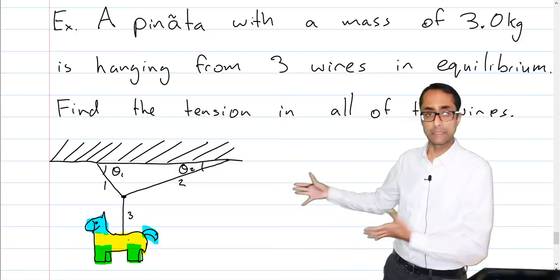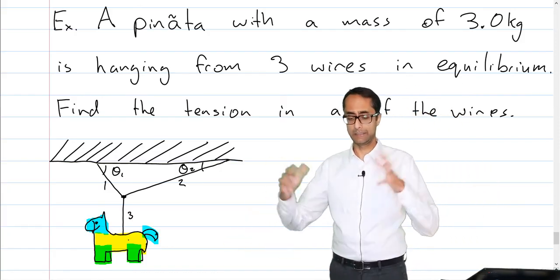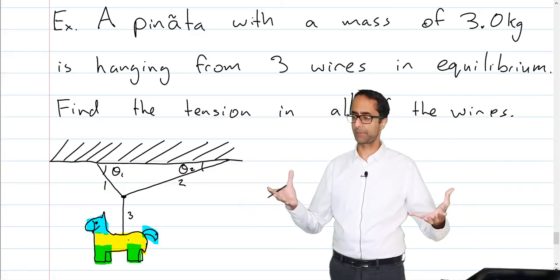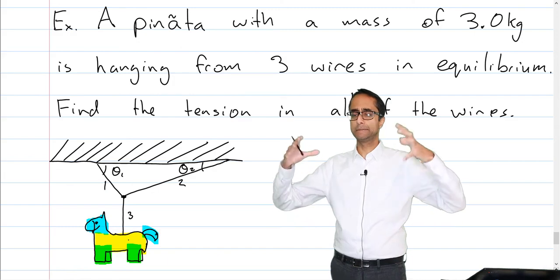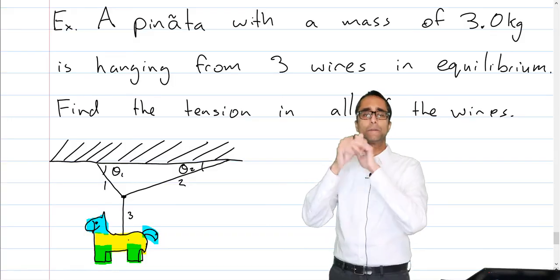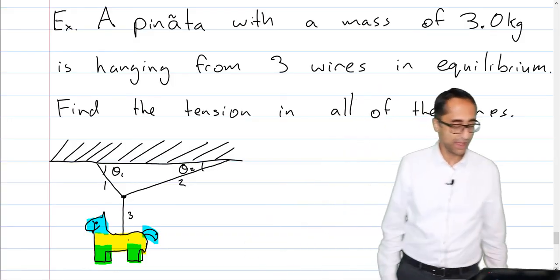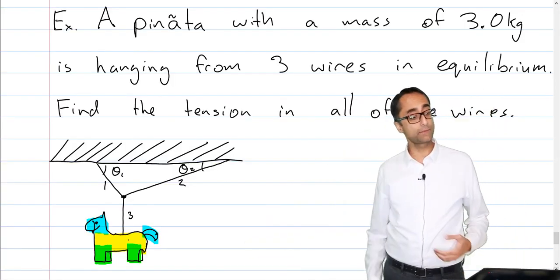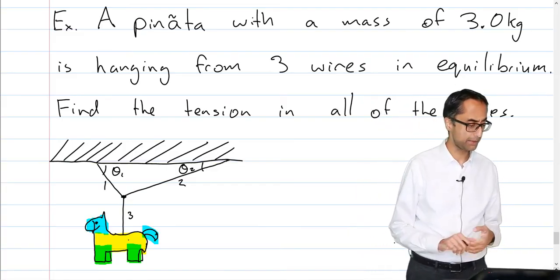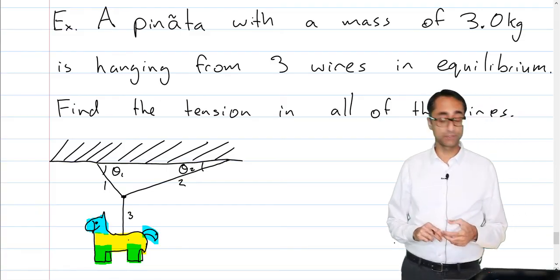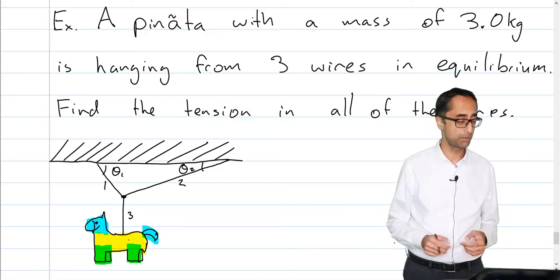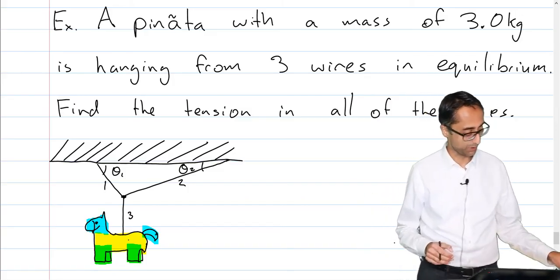And so we have our piñata. In case you don't know what a piñata is, it's like a children's birthday party object filled with candy and other things like that. And the kid hits it and the candy falls out. It's fantastic. Anyway, in this case, what we're trying to do is figure out what the tension is in all 3 wires. And the way we're going to do that is to do our standard sort of setup for a multi-force problem like we've talked about before.